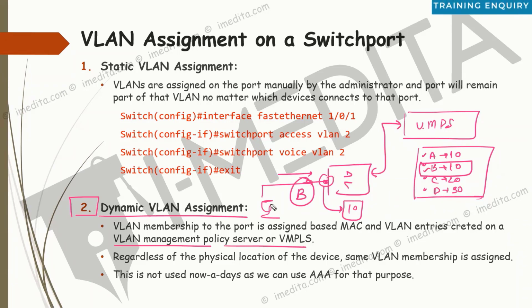And let's say if the user connects to this port and the user has the MAC address C, this device is going to ask the VMPS, C belongs to which VLAN? Turns out that C belongs to VLAN 20. So the VLAN 20 membership is going to be assigned to that particular port.